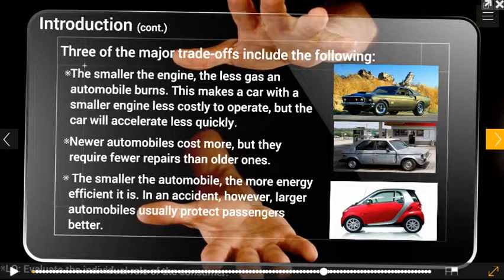Newer automobiles cost more, but they require fewer repairs than older ones. The smaller the automobile, the more energy efficient it is. In an accident, however, larger automobiles usually protect passengers better.